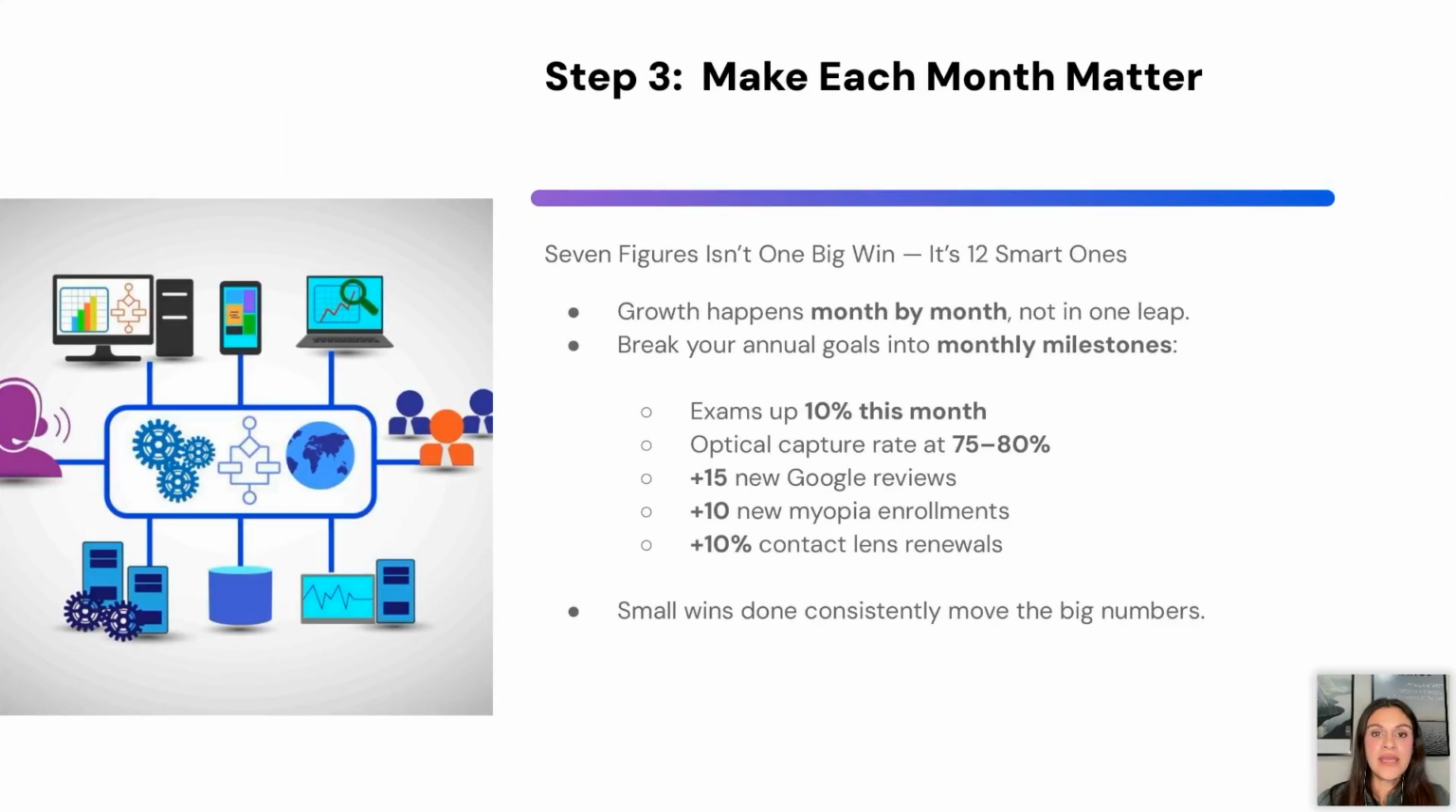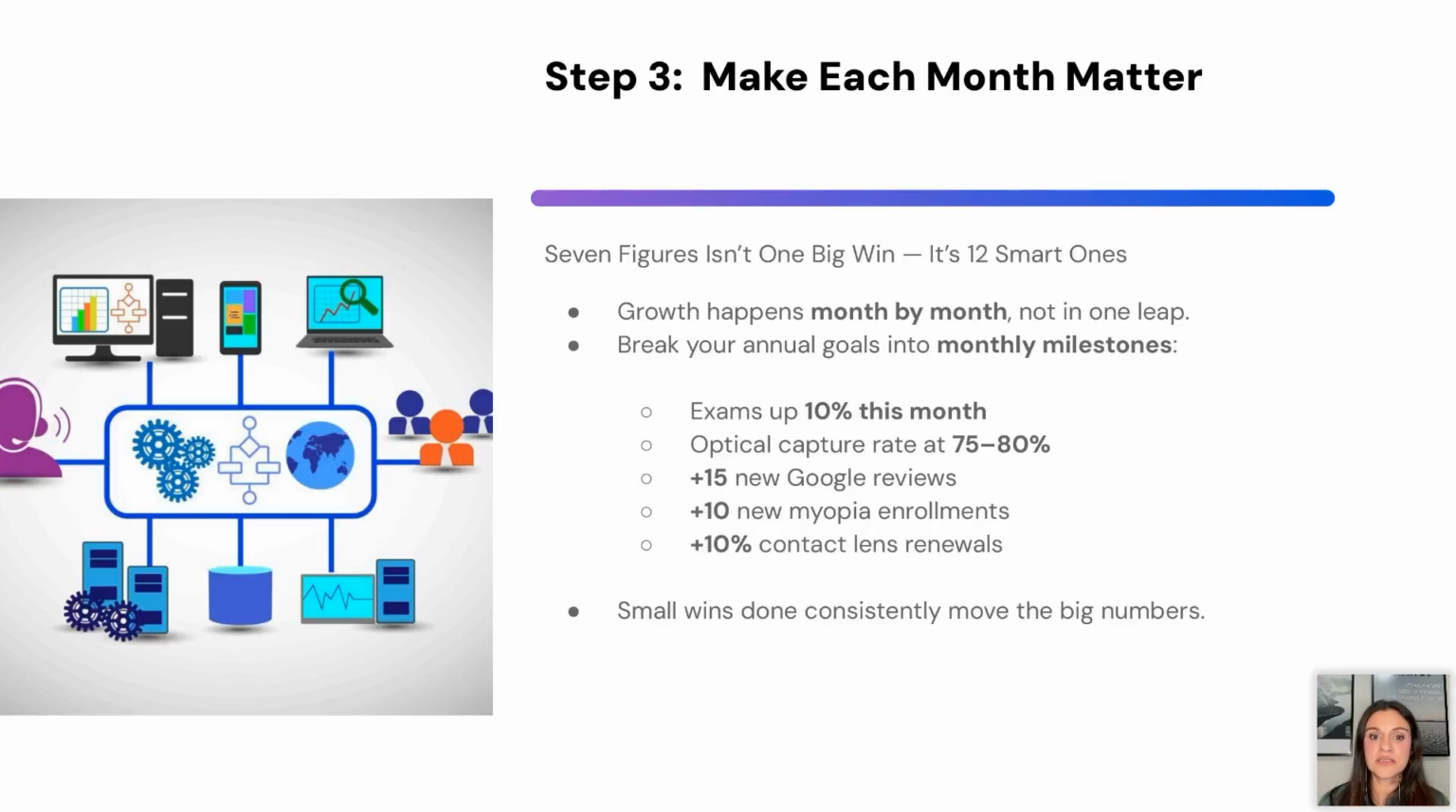Awesome. All right, so make each month matter. 7 figures isn't about one big win. It's 12 smart ones. Growth happens month by month, not in one leap. When you think about it, it's very overwhelming and can really psych you out. But if you break it down into small actionable steps, when you're talking daily, you can probably break that number down into weekly. You're probably talking an extra 5. It's not that hard. And you've got to set those goals for your team and yourself. So growth happens month over month, not in one big leap.